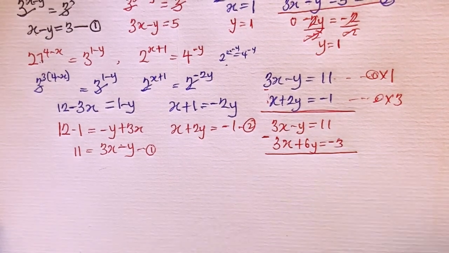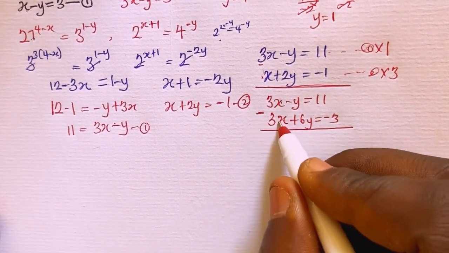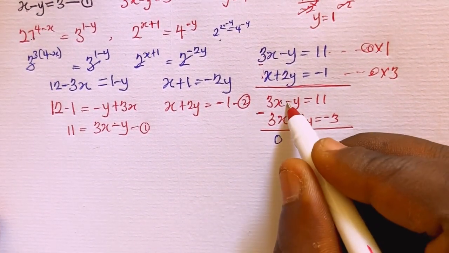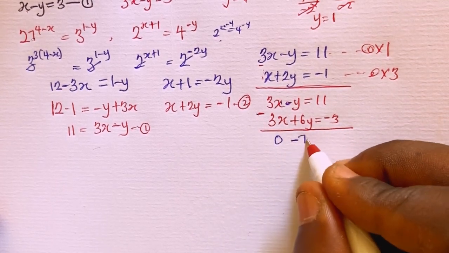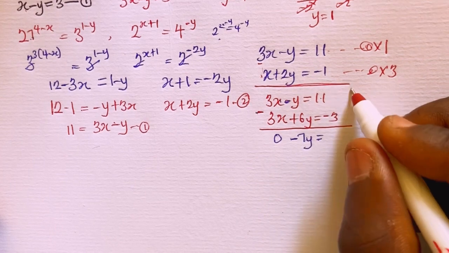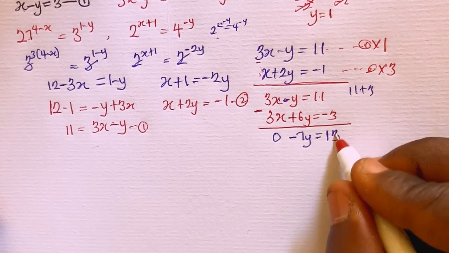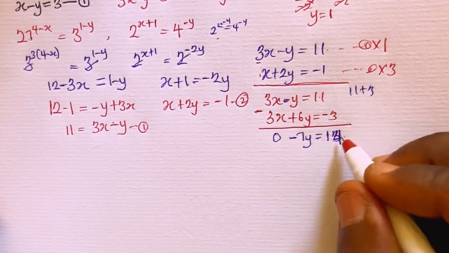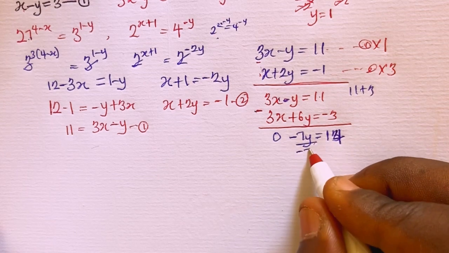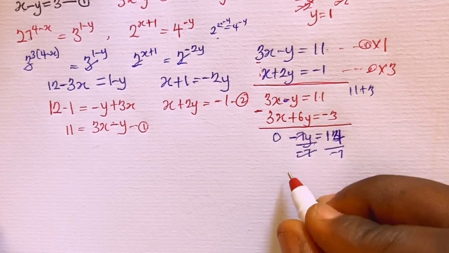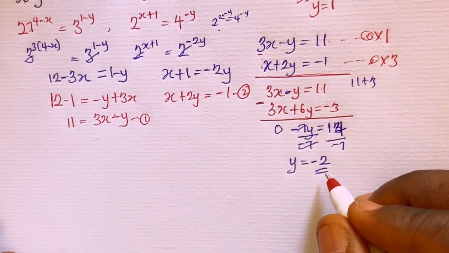If I subtract in this situation, 3x minus 3x is 0. Then here I have minus y minus plus 6y, that will give me minus 7y, which equals 11 plus 3, which is 13. Sorry, it's 14 rather. 11 plus 3 is 14. So let me simply divide both sides by minus 7. Then my y is equal to minus 2. So y is minus 2 in this case.